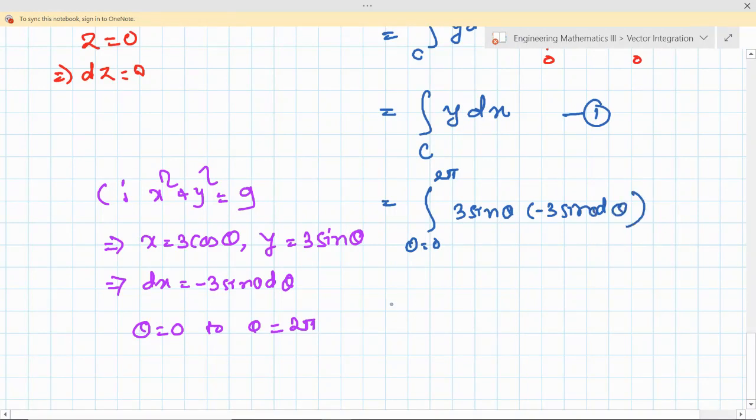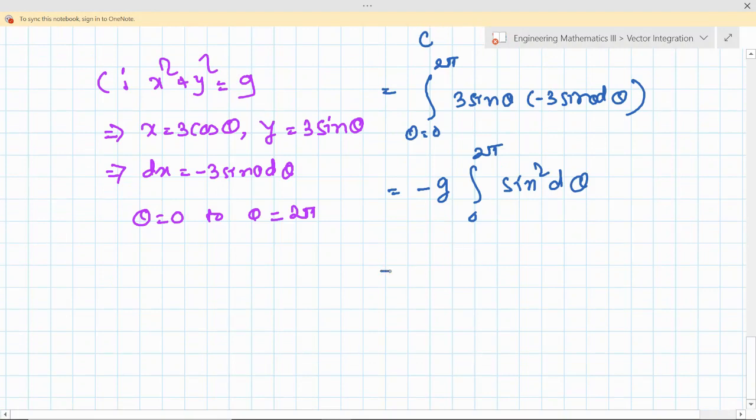So this is nothing but what? Minus 9 outside, it is 0 to 2 pi, and this is sine square theta d theta. And what is the answer of this sine square theta? You may have another approach to solve this. This is minus 9 integration 0 to 2 pi. We have a result for this. What was that? So sine square theta is nothing but what?